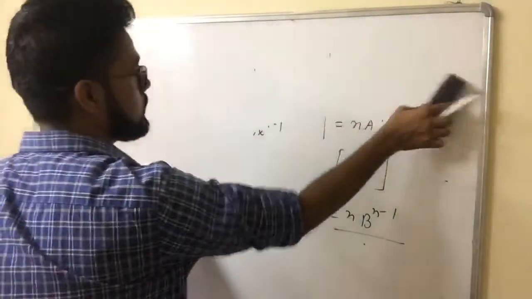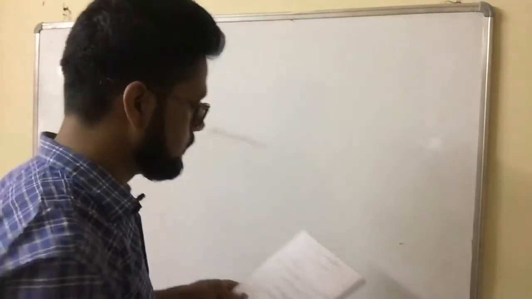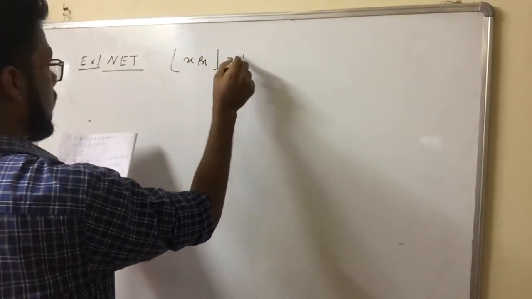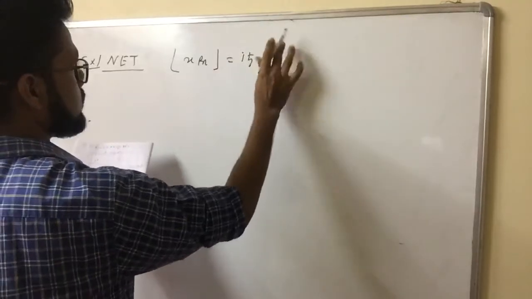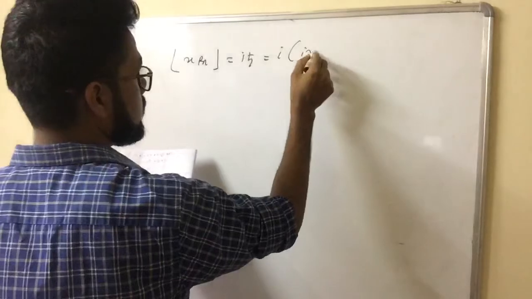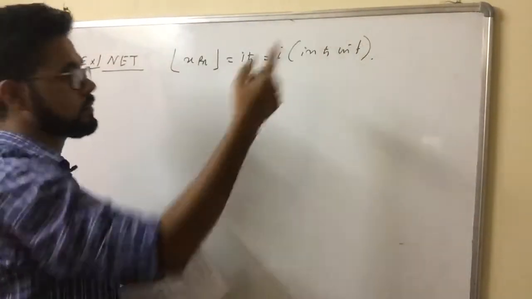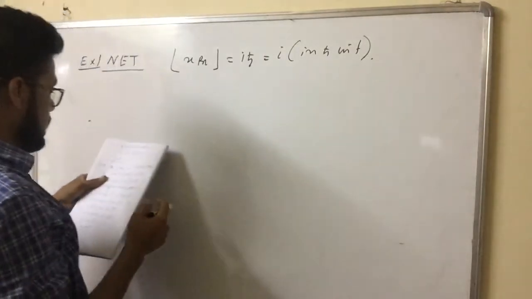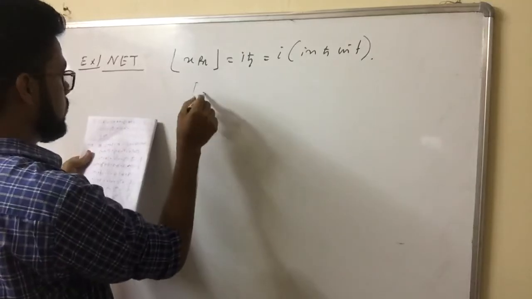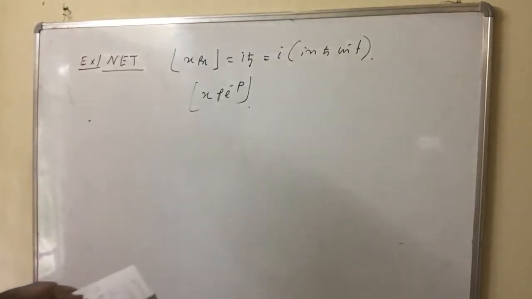So another example, this also comes in the NET exam. If you take the question paper of the NET exam, you will find: if [x, p] = i (in ħ units), find the value of [x, p e^(-p)]. Can you find the value?